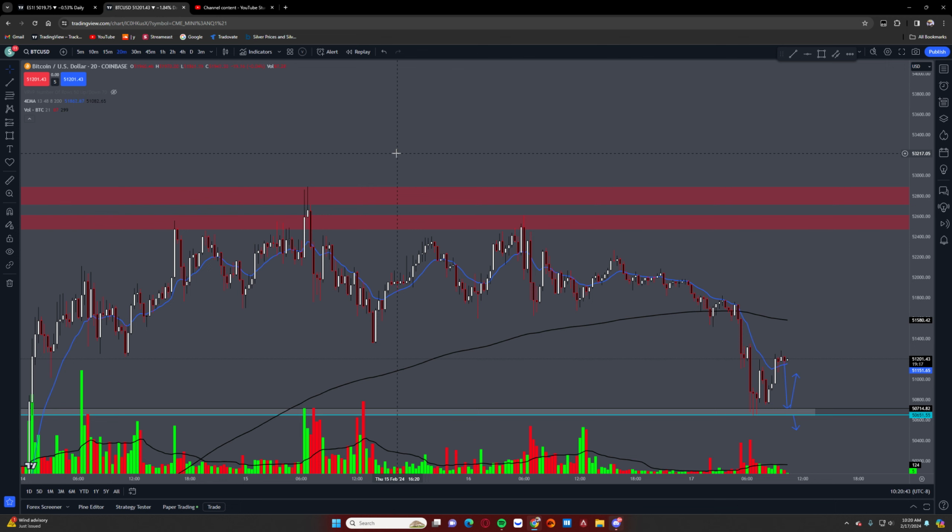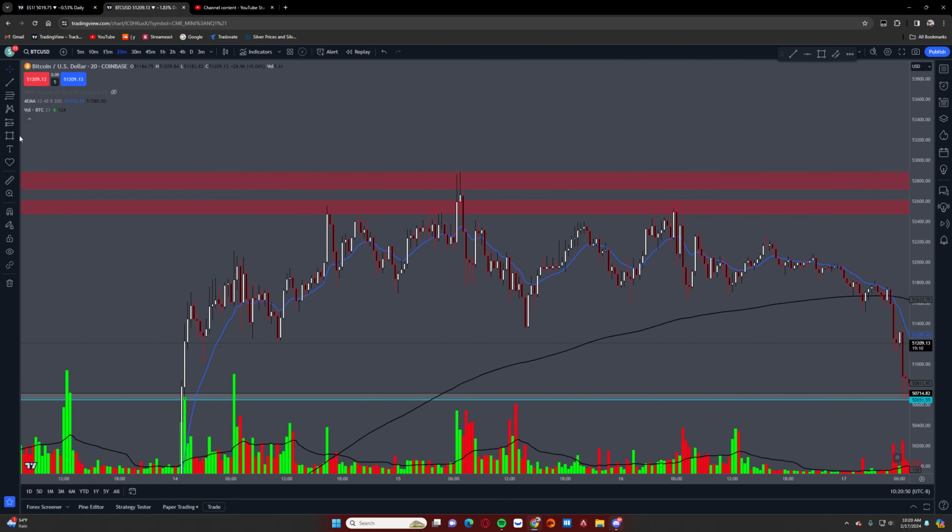So exactly what I was talking about with our supply zones, you're going to do the same for demand zones. You can see price did come up.